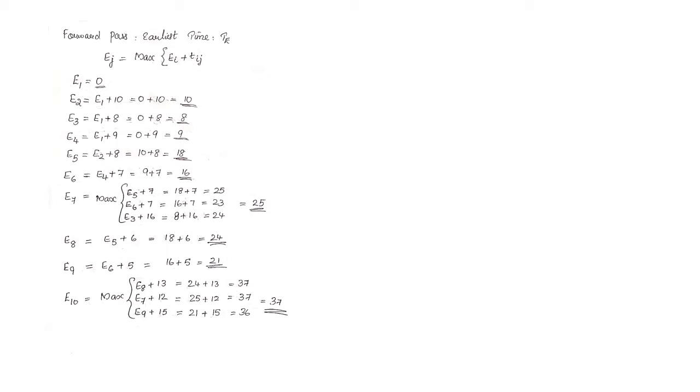For E7 we have 3 different paths. One is from E5, then E6 and the other from E3. When we added the time durations along all of these, we got 3 different values: 25, 23 and 24. Among the 3 we selected the maximum, that is 25. After that we found E8 and E9. Then for E10 we have 3 options, one from E8, E7 and the other from E9. We got the value of E10 as 37.